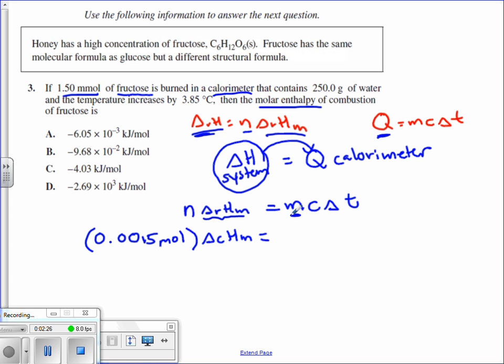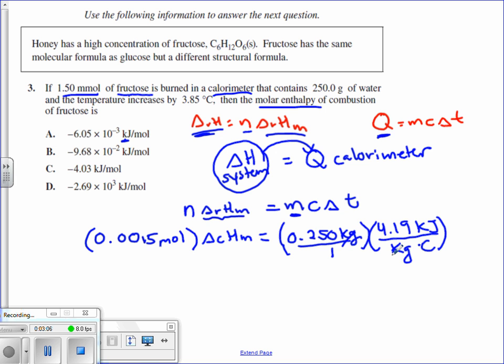So this m is the mass of the water. We never ever sub in a mass of a reactant on this side. We always use the water in the calorimeter. Remember that if you want your units to end up as kilojoules, then we have to use kilograms as our mass. You can convert at the end or you can convert now. I find it easier if we just convert to kilograms. My c value then will be 4.19 kilojoules per kilogram degree Celsius. This way, my kilograms will cancel.